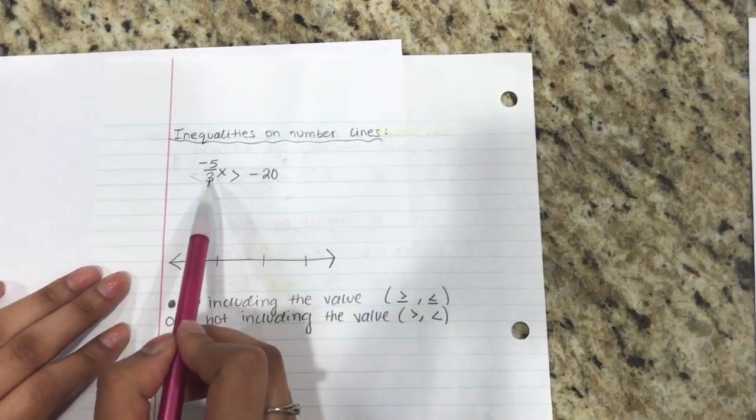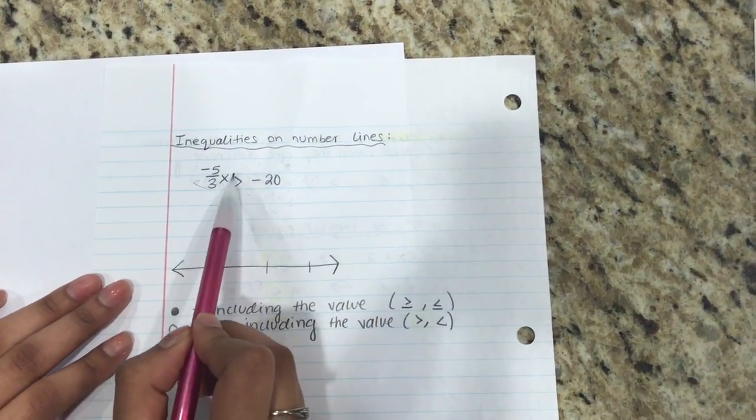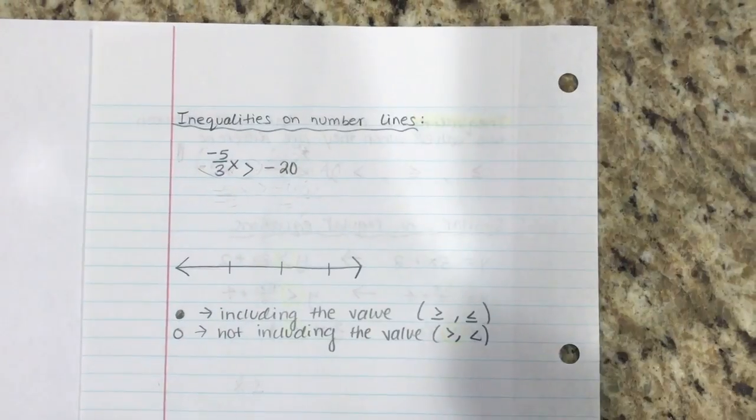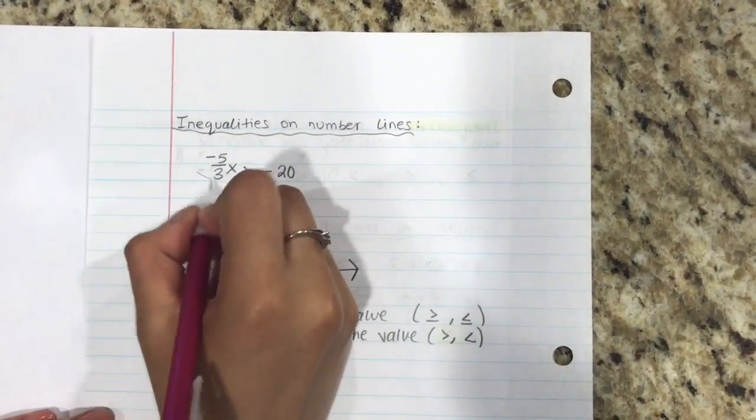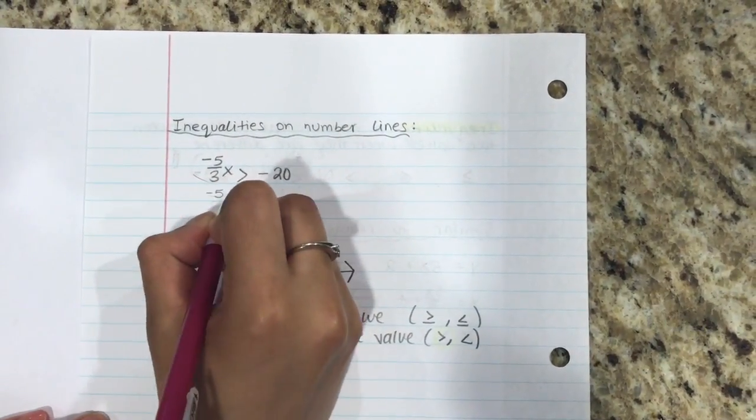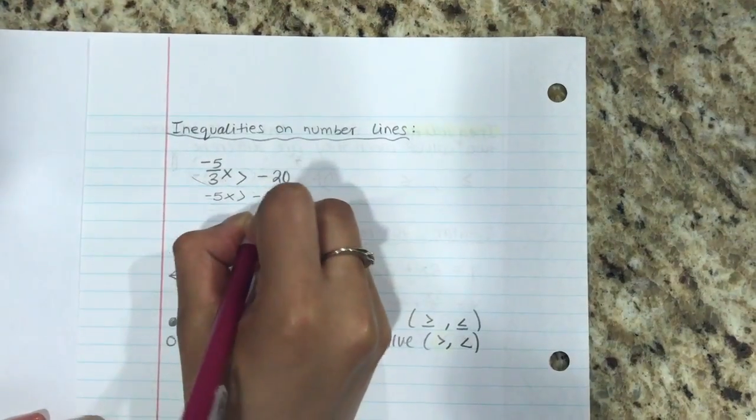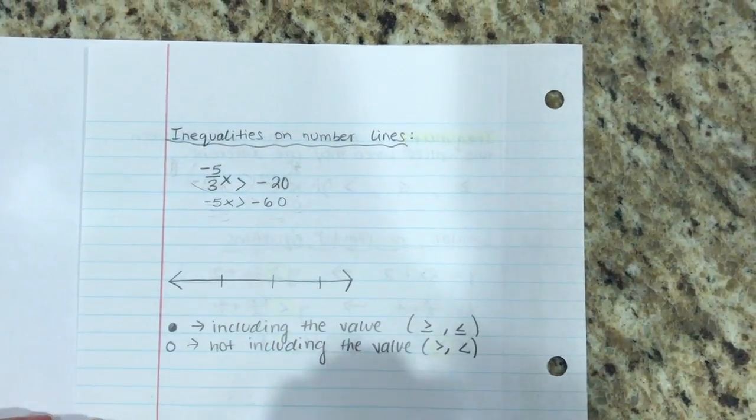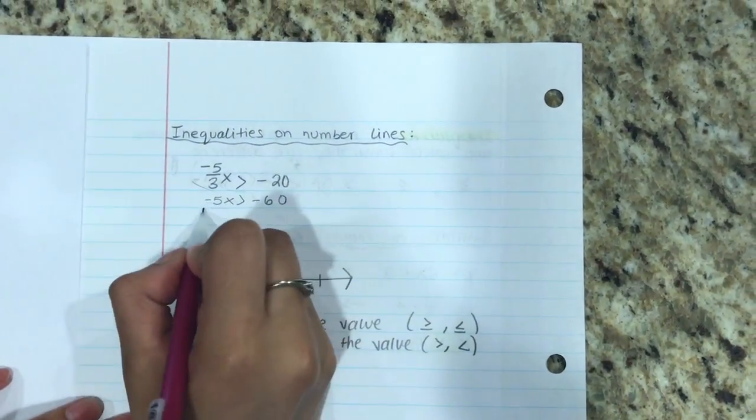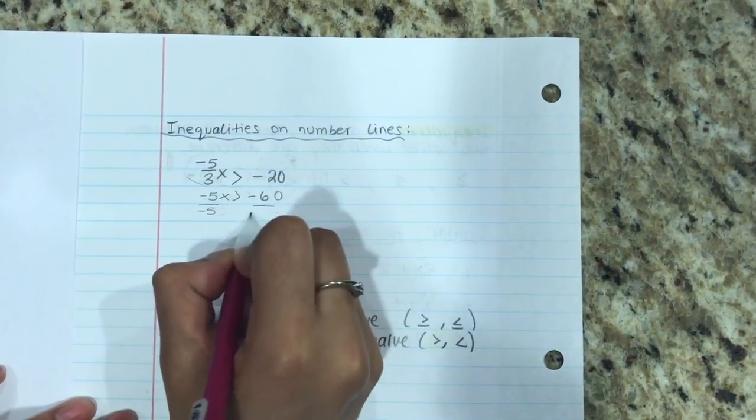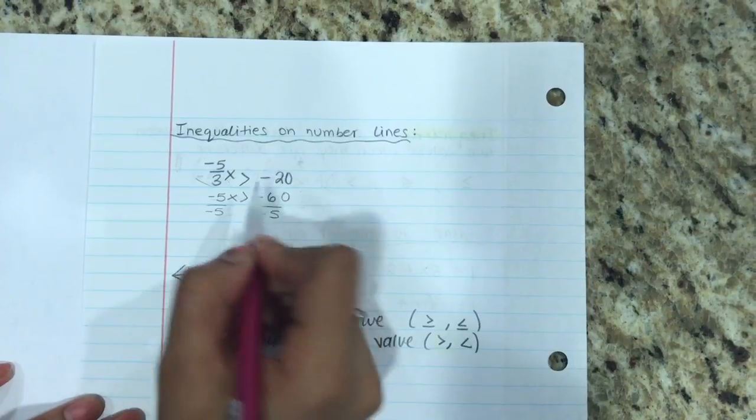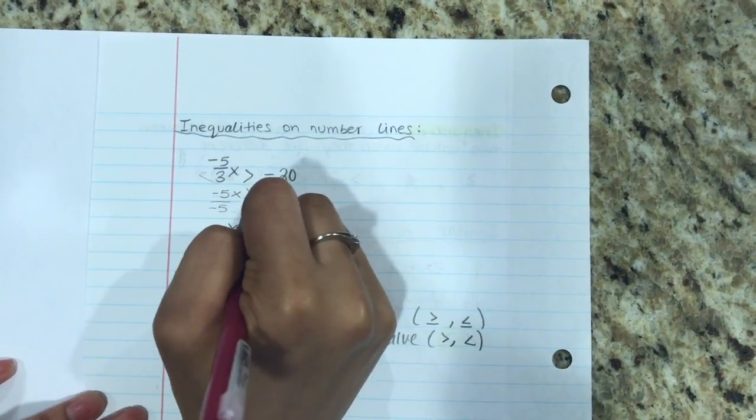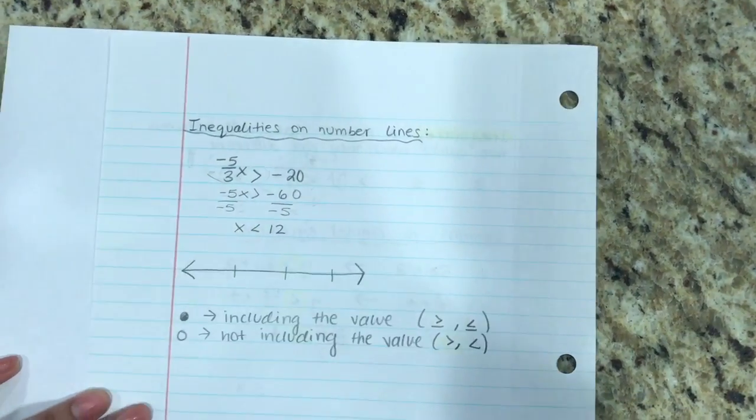Here we have a sample one. Negative 5 over 3x is greater than negative 20. The first step is to isolate x. Multiply 3 on both sides. That would result in negative 5x is greater than negative 60. And continue isolating x. So divide each side by negative 5. And because you're dividing by a negative on both sides, you have to flip the sign. So it would be x is less than 12.